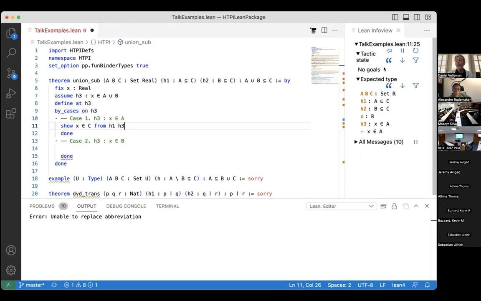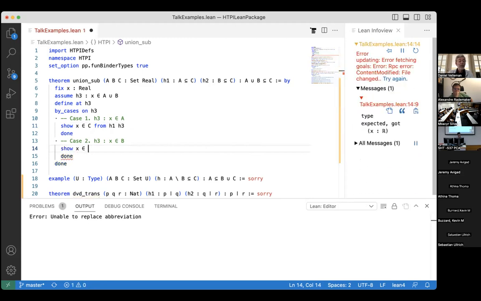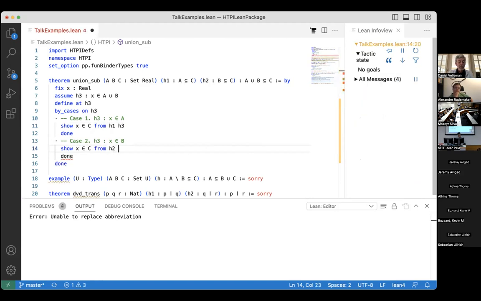No goals for case one, but if I go down now to case two, I see the tactic state for case two. And of course it's the same, this time I'll use H2. And so it's show X is in C, H2 applied to H3, and now all the red squiggles are gone. And so there's the proof.